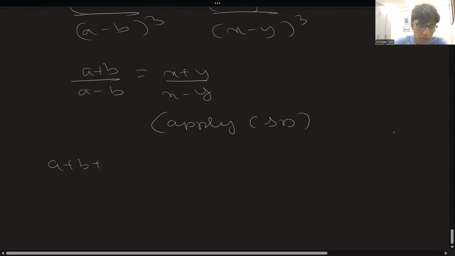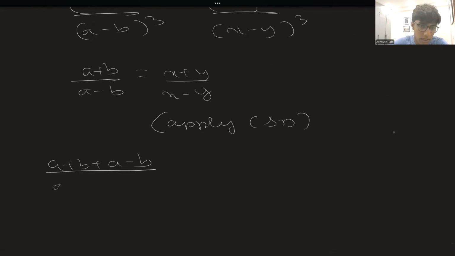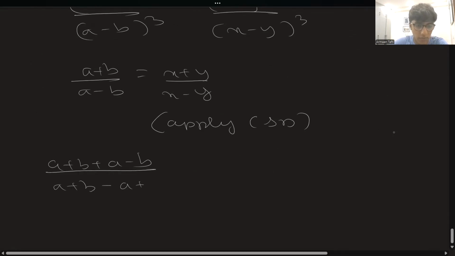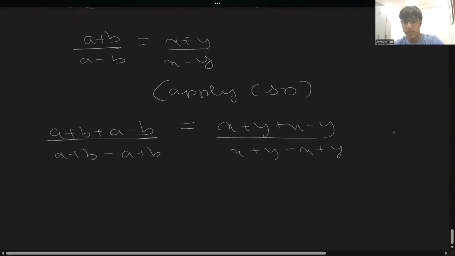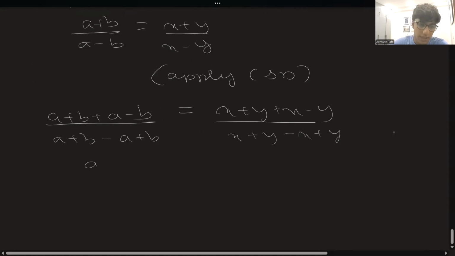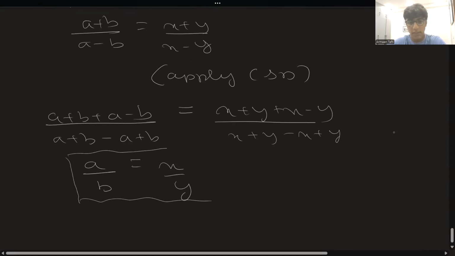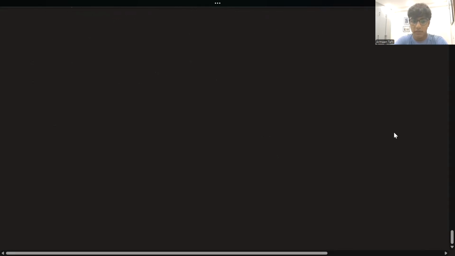A plus b plus a minus b by a plus b minus a plus b, right? Is equal to x plus y plus x minus y by x plus y minus x plus y, right? By now you should know that this simplifies to a by b and that simplifies to x by y, right? And this is equal to a by b equals x by y. Well, and there we go. These are some of the trickier questions that you may get in a paper. And there we go. Next question we have.